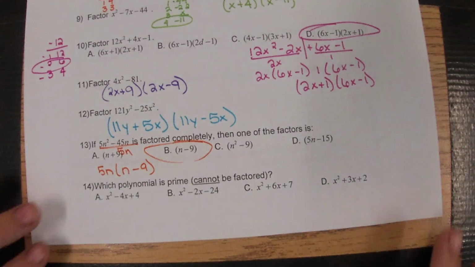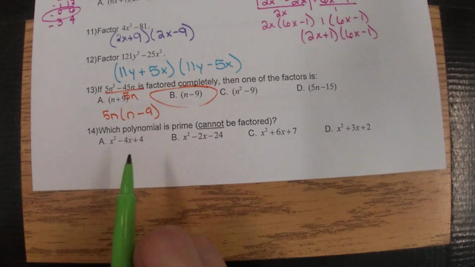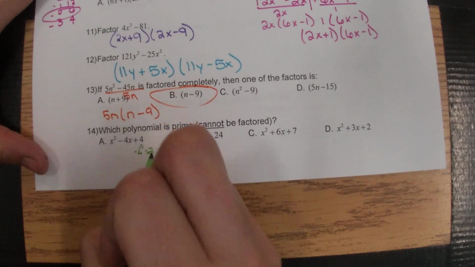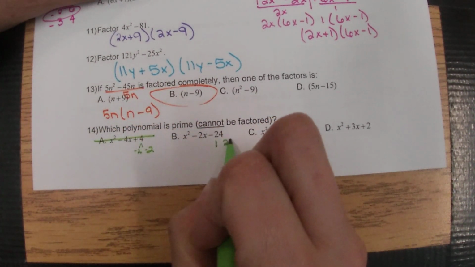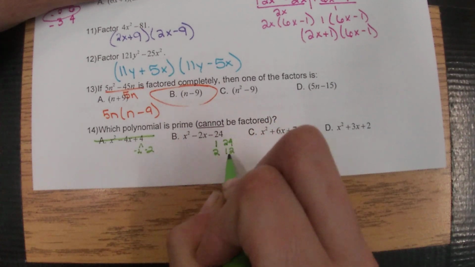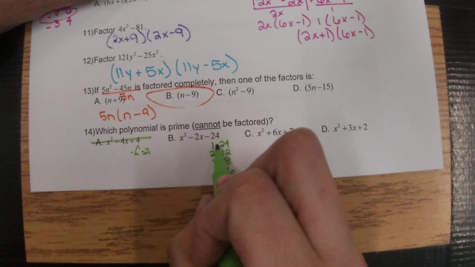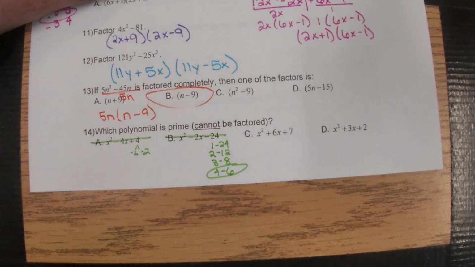Okay, 14, we want to find one that can be prime, so we're going to have to go through and factor each of these and see which one we can't factor. So A, we can factor because we could pick multiples of -2 and -2, so it can't be A. B, let's see, 1 and 24, 2 and 12, 3 and 8, 4 and 6. Let's see, we want the larger one to be negative, so we could pick 4 and -6, so it can't be B.